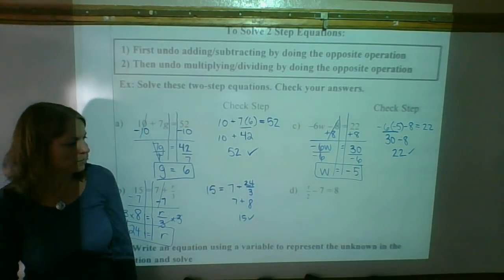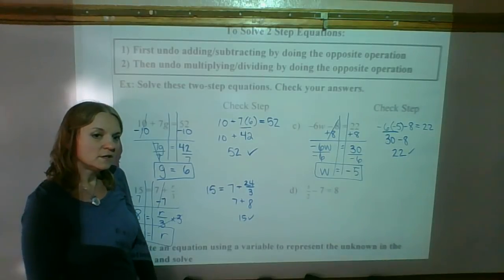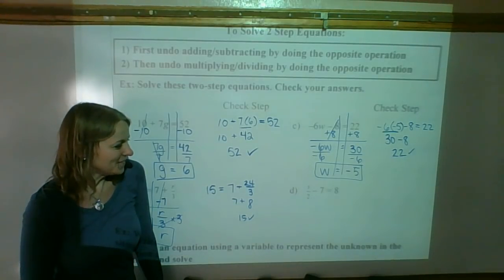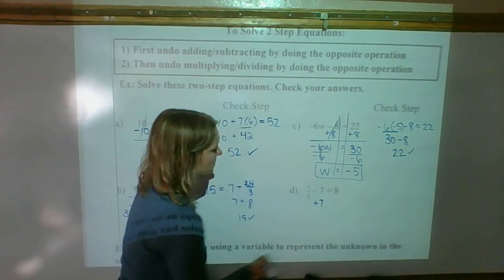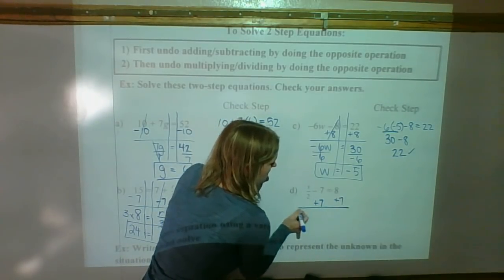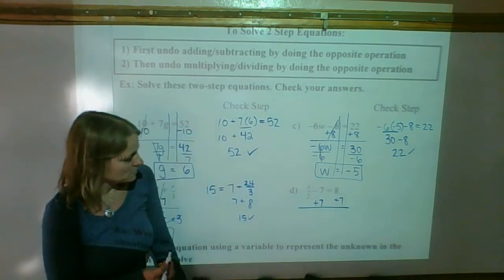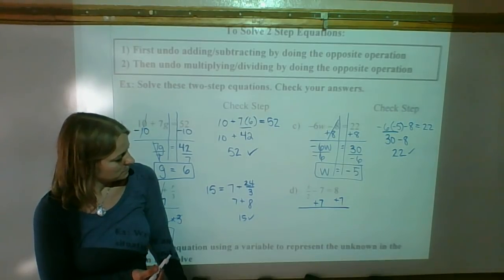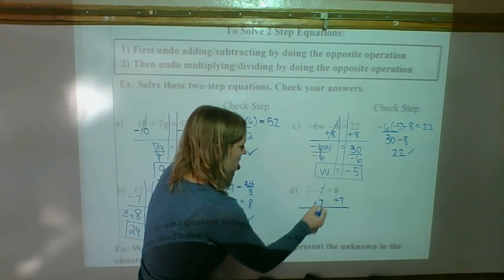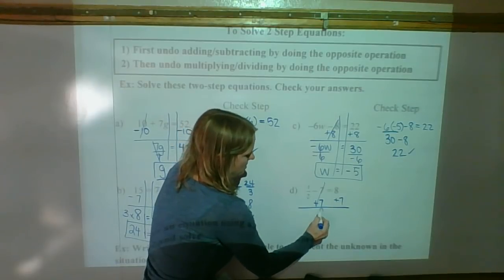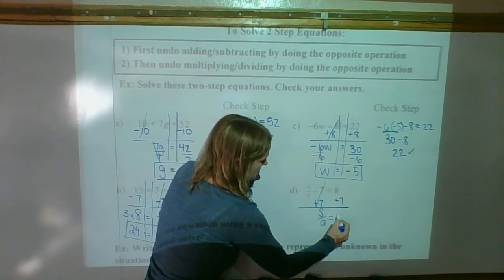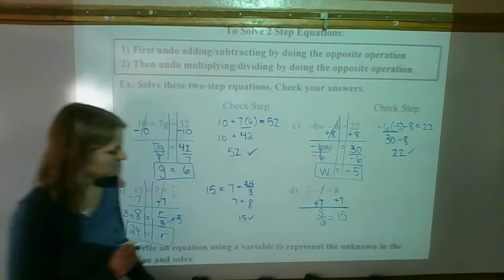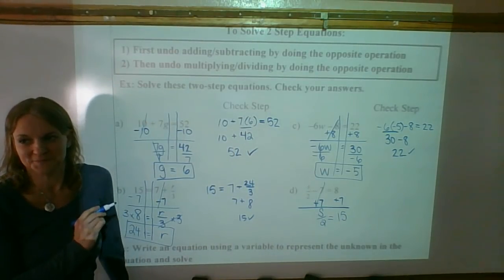What do you guys think? What would be the first step? Add 7. Okay. Right there and right there. Okay. What happens when I add 7? It cancels. Cancels over here, leaving me with? S divided by 2. Good. That is division. Good job. Equals then 15.